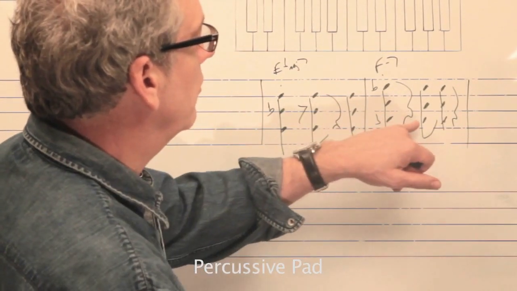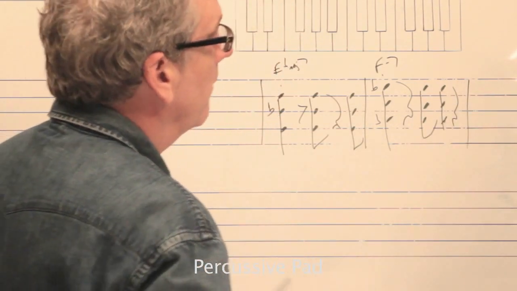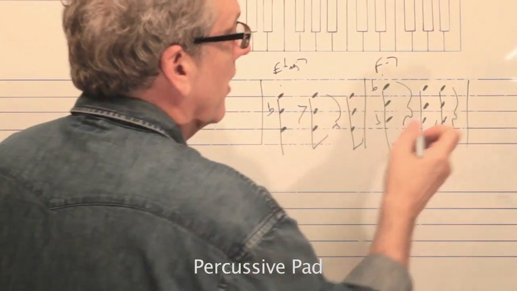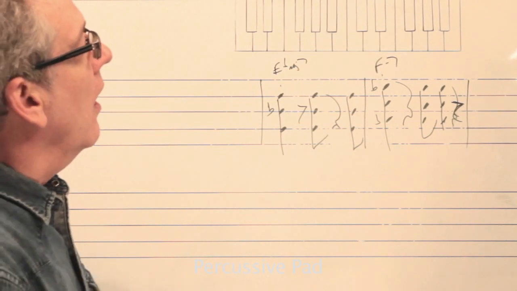What is that? 1, 2. Oh, this is an 8th. This would be an 8th rest. Right. This would be an 8th rest right here. That's an 8th rest. Okay.